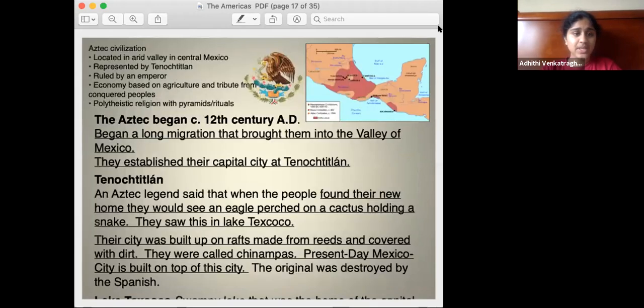This is the map. Aztec civilization began around the 12th century AD. It was located in an arid valley in Mexico, and it was represented by Tenochtitlan, ruled by an empire, and the economy was based on agriculture and tribute from the conquered people. This also had polytheism. So this is just some of the Aztec legends we'll go over, but you can go ahead and save this.